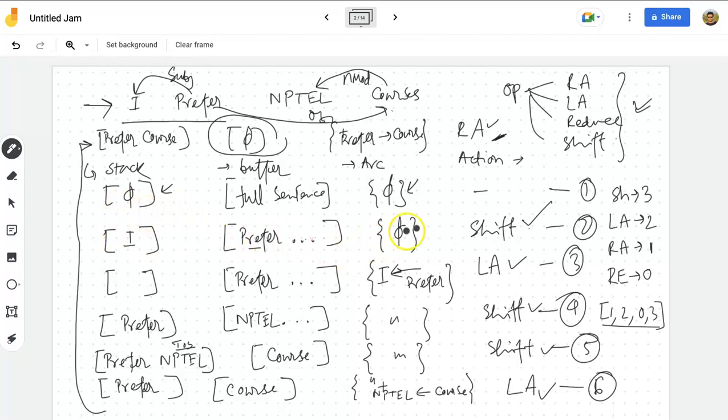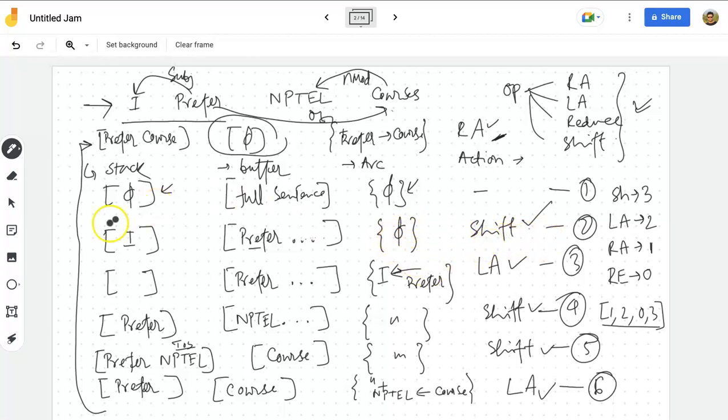Now let's start. If you start, the only action you can perform is shift. Without anything in your stack, you cannot do any operation. To get anything into your stack, the only option you have is shift. So the first operation is shift. If you do the shift, then the first word from your buffer will go into the stack. So I will be in your stack, then prefer NPTEL courses will be in your buffer, and your arc set is still empty. The operation is shift. Okay.